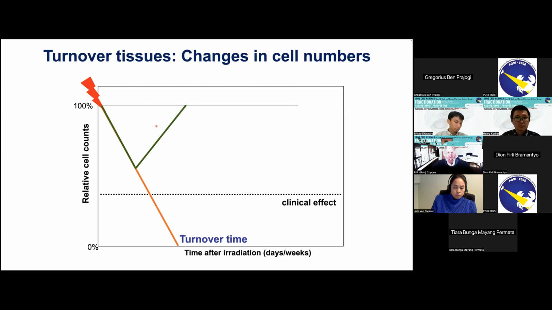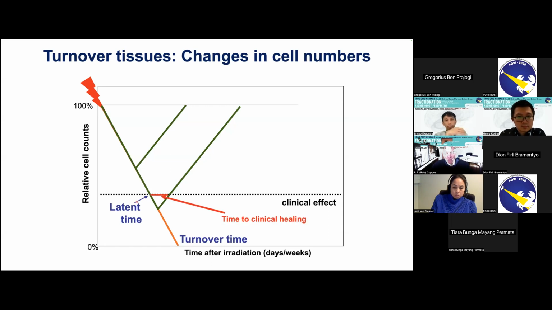So this is important to realize also in radiation. If you give a higher dose, you do see a clinical effect. It will take a certain time, and then you can see after a certain time, again, it seems that the clinical effect is gone, but the tissue is still not completely repaired. So this is what we call the latent time to respond, and this is the time for clinical healing. And this is then the time to completely restore your tissue.